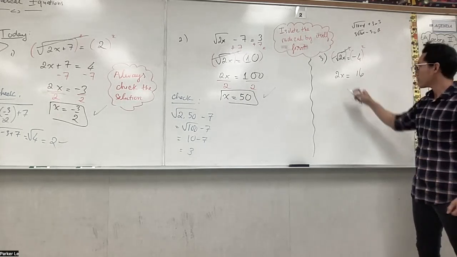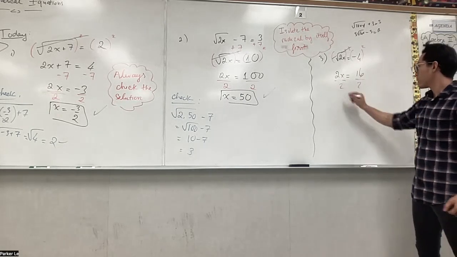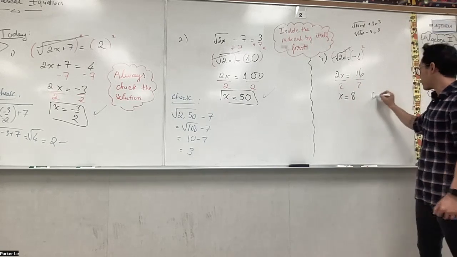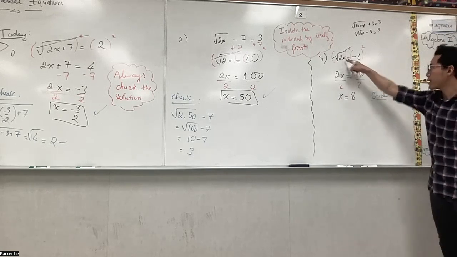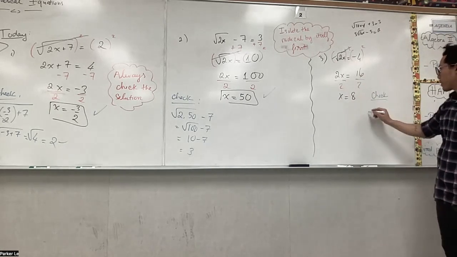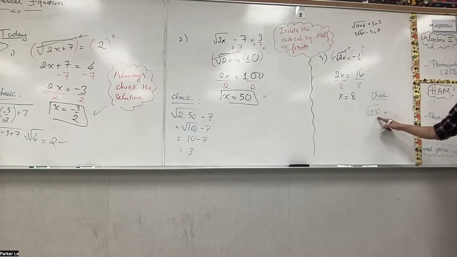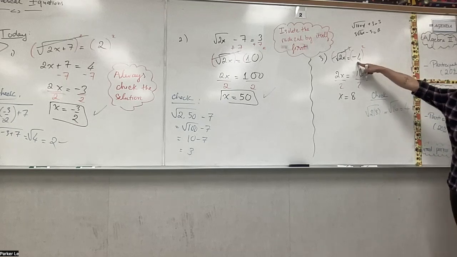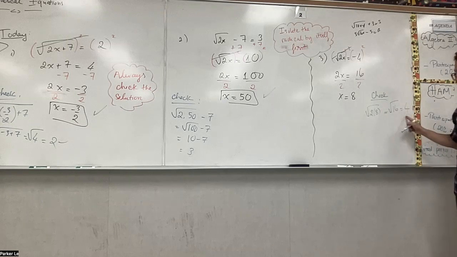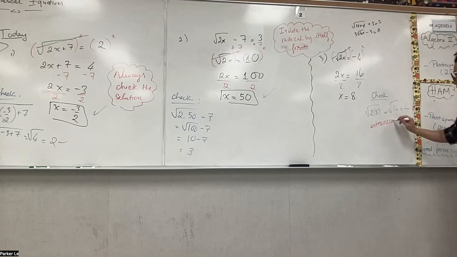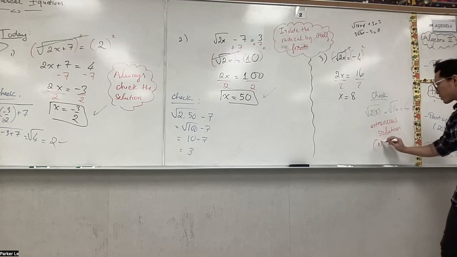What next? Divided by 2. What is 16 divided by 2? 8. All right. Now I'm going to check. I'm going to plug in x equals 8. 2 times 8. What is 2 times 8? 16. What is the square root of 16? 4. Is it equal to negative 4? No. So this is called an extraneous solution. That means this is not a solution.